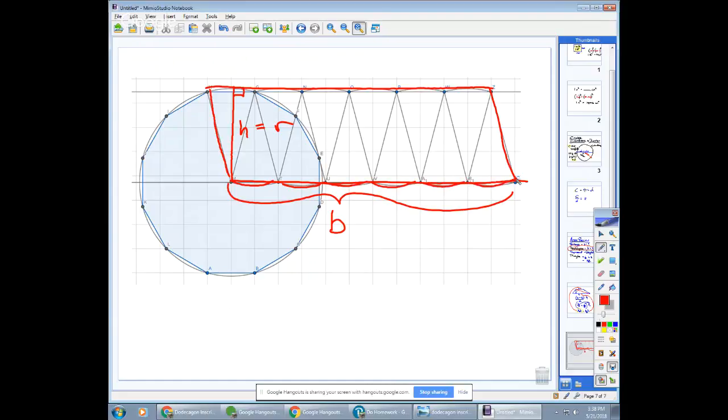How are those little bumps right there related to the original circle? Yeah, that's the semicircle perimeter. That's that distance right there. So my base, what I'm calling the base, is actually half of the circumference.